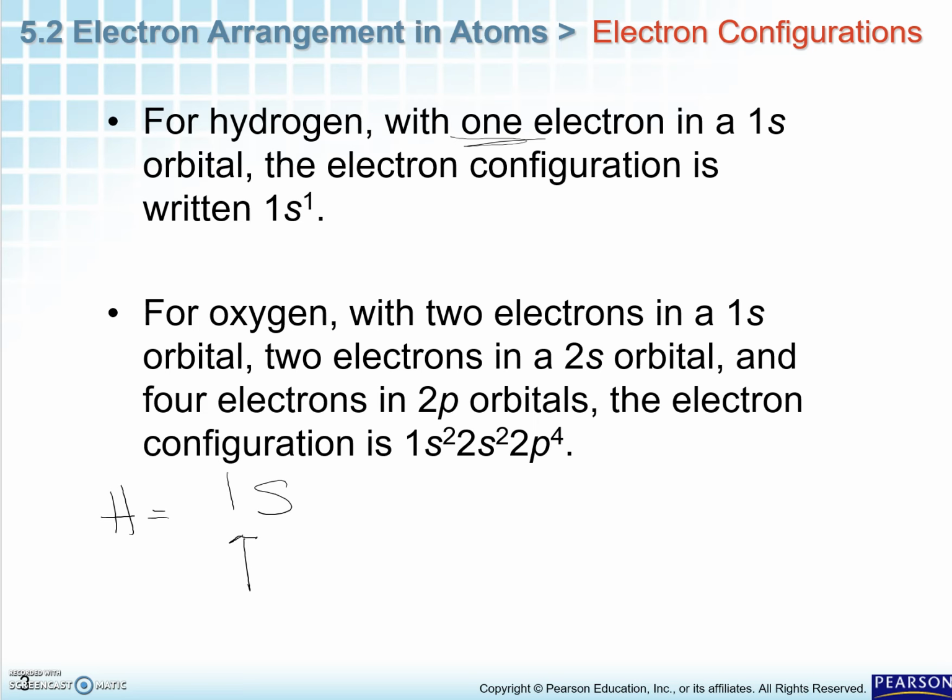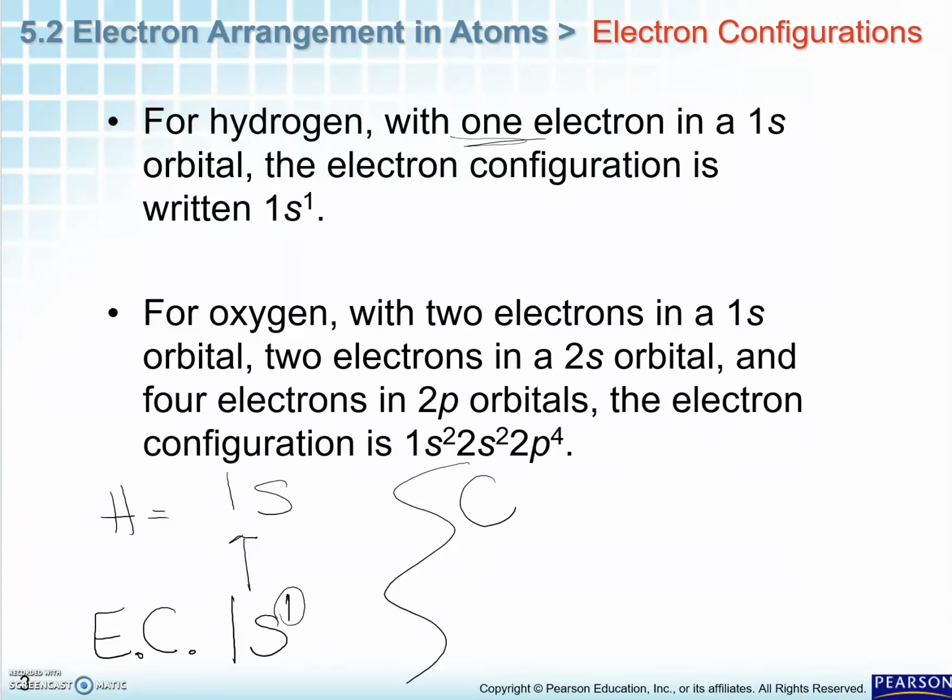Now for our electron configuration, instead of writing up arrows and down arrows, we're going to use a superscript. So we're still going to write 1s, but now instead of writing these up and down arrows, we're just going to tell how many are there. So this would be our 1s^1. Here's our big difference. Now let's try another one.